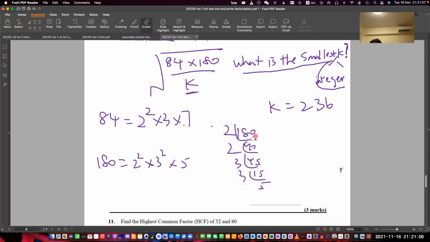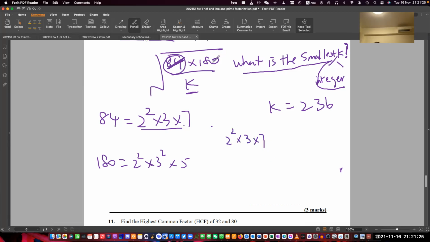Remember, this is a very, very popular exam question. What you are going to do is replace your 84, which is here, with the prime factorization. So it's 2 squared times 3 times 7. And then you replace your 180 with its prime factorization as well.